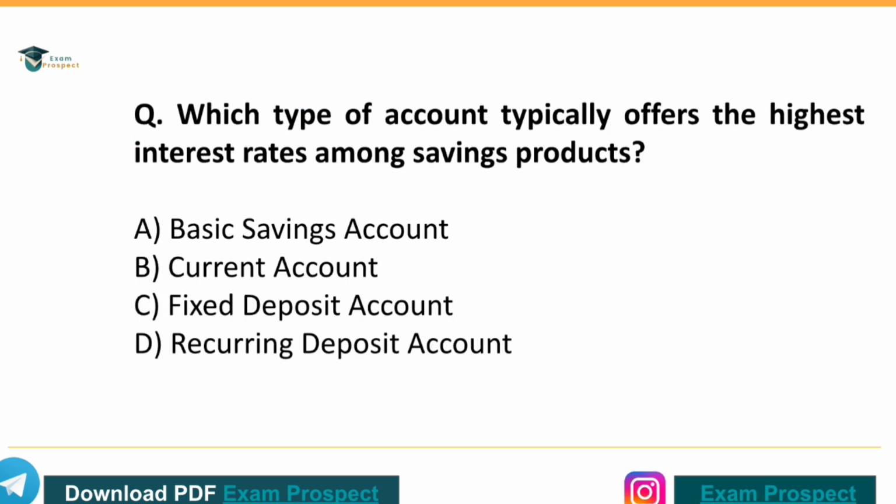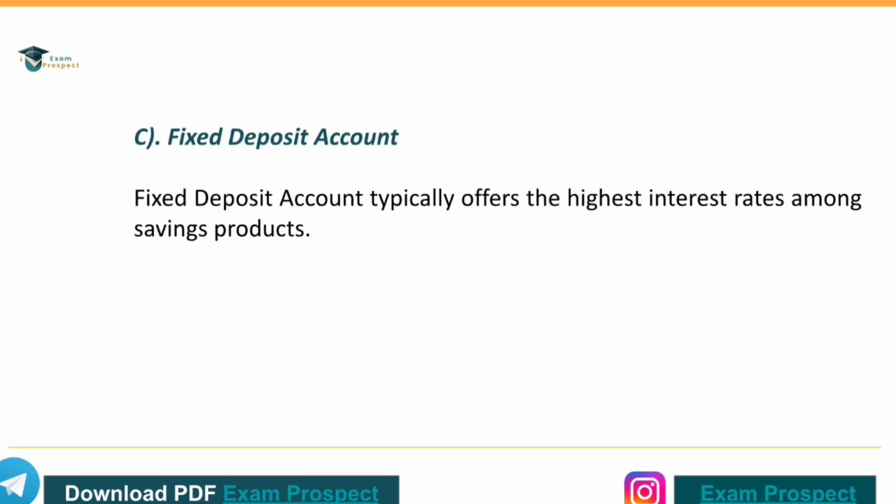Next question, which type of account typically offers the highest interest rates among savings products? Correct answer is option C, Fixed Deposit Account. Here, a fixed deposit account typically offers the highest interest rates among savings products. By locking your money in for a predetermined period, usually ranging from a few weeks to several years, fixed deposit offers guaranteed interest rates that are generally higher than what savings accounts provide.